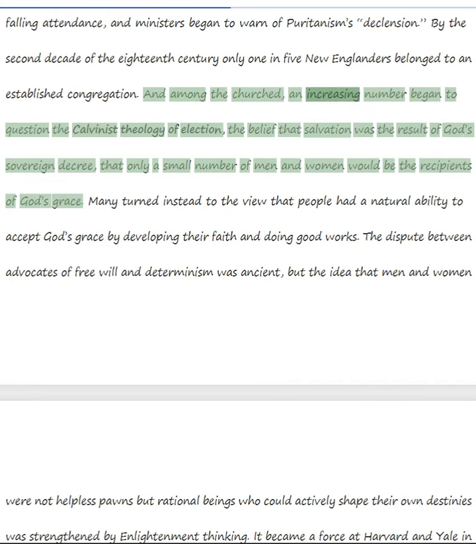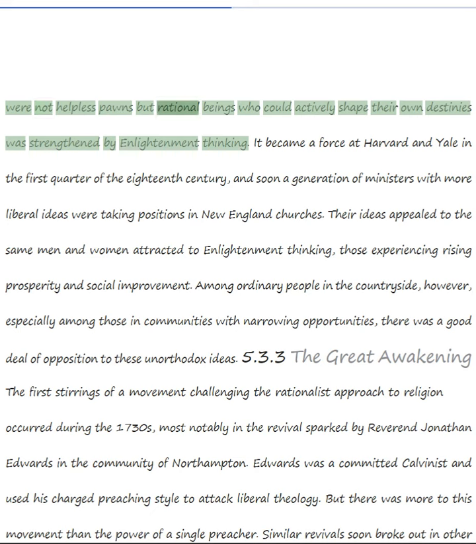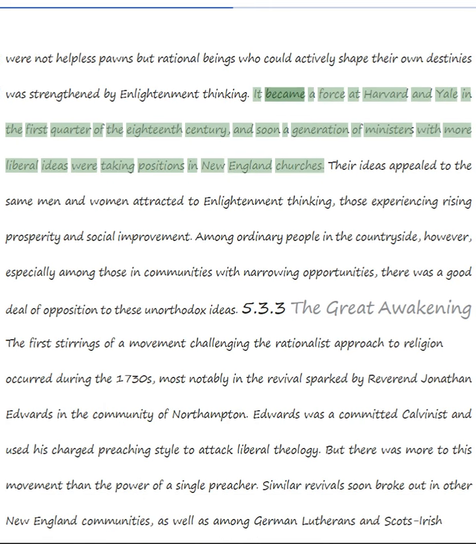And among the churched, an increasing number began to question the Calvinist theology of election, the belief that salvation was the result of God's sovereign decree, that only a small number of men and women would be the recipients of God's grace. Many turned instead to the view that people had a natural ability to accept God's grace by developing their faith and doing good works. The dispute between advocates of free will and determinism was ancient, but the idea that men and women were not helpless pawns but rational beings who could actively shape their own destinies was strengthened by Enlightenment thinking. It became a force at Harvard and Yale in the first quarter of the 18th century, and soon a generation of ministers with more liberal ideas were taking positions in New England churches.